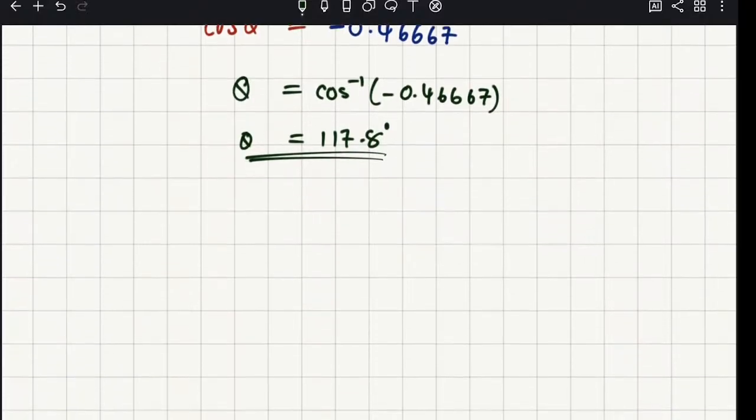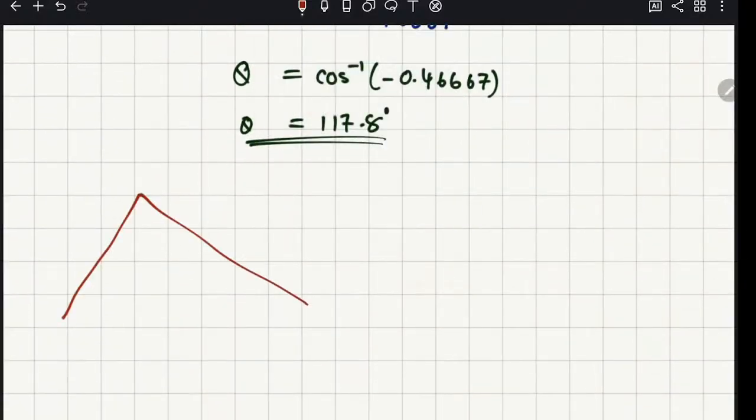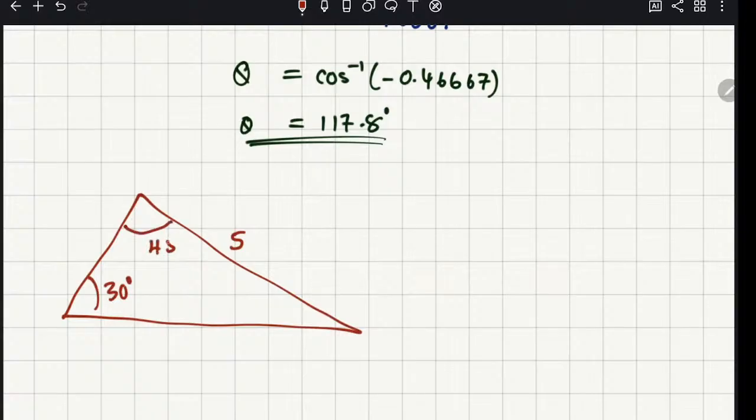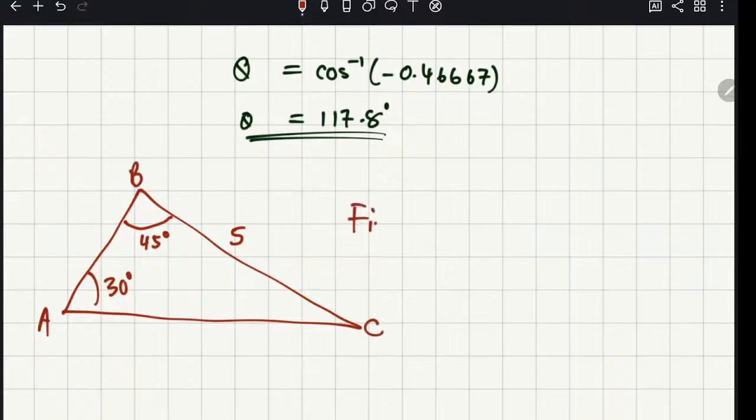30 degrees, 5, 45 degrees. I'm just creating A, B, C. Then you say, find AC. It may be also different from the one I'm writing right now. They can change something, but what I want us to do is, what is the first thing you check?